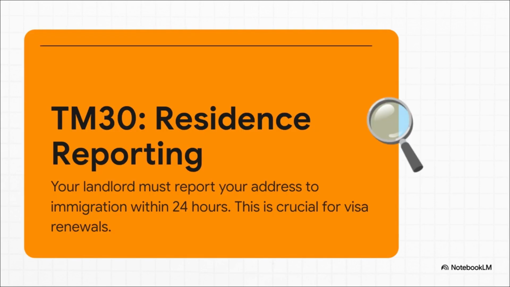All right, listen up, because this next point is one of the most important things for any foreigner in Thailand to understand. It's called the TM30. This is a form that your landlord is legally required to file with immigration within 24 hours of you moving in. Now, why should you care? Because if they don't file it, your visa extension will be rejected, flat out. It's their responsibility, sure, but it becomes your problem if it's not done. So always check with them to make sure it's been filed.